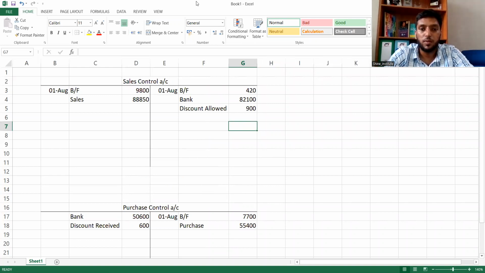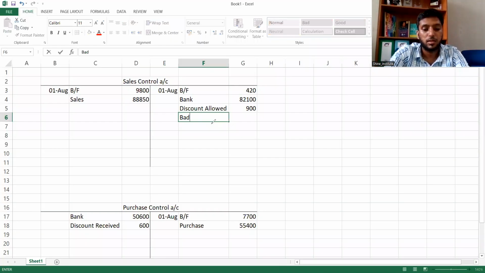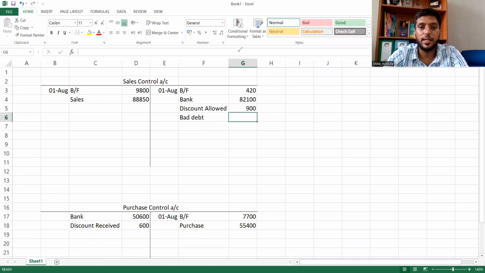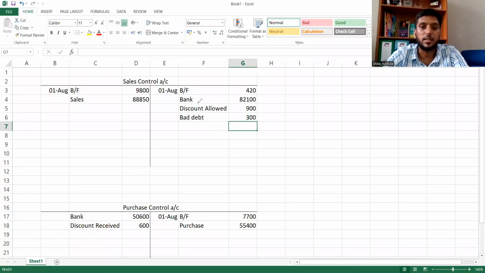What do we have? We have irrecoverable debt written off. So irrecoverable debt is also known as bad debt. So I'm going to record bad debt. How much is bad debt? So let's record bad debt. The bad debts amount is 300. So irrecoverable debt is also known as bad debt. So I'll record that 300 as well in this part. Then we move on to the next part of the adjustment.